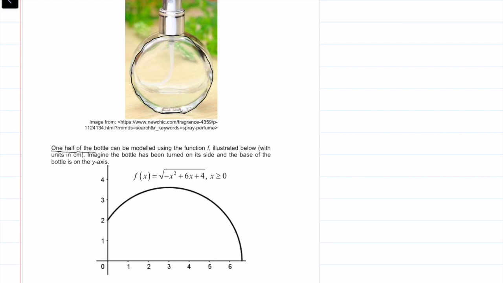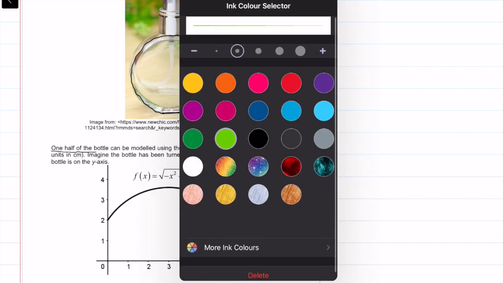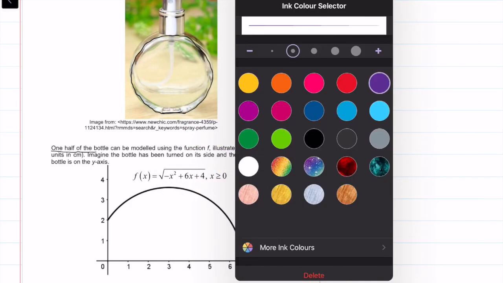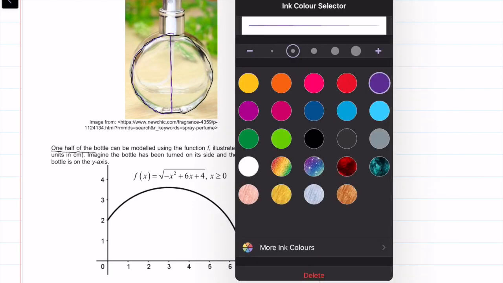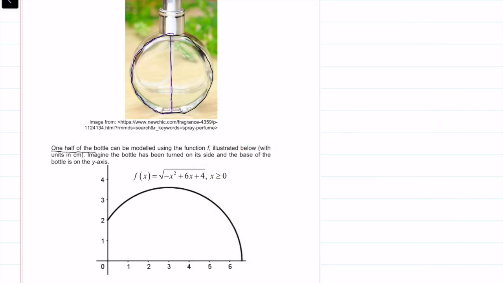Imagine that the bottle has been turned on its side and the base of the bottle is on the y-axis. Basically, we have cut the bottle straight through the middle, and then we've got half of this bottle. What I've drawn in red is half of its side, and you've placed it on this axis. And it looks like that.